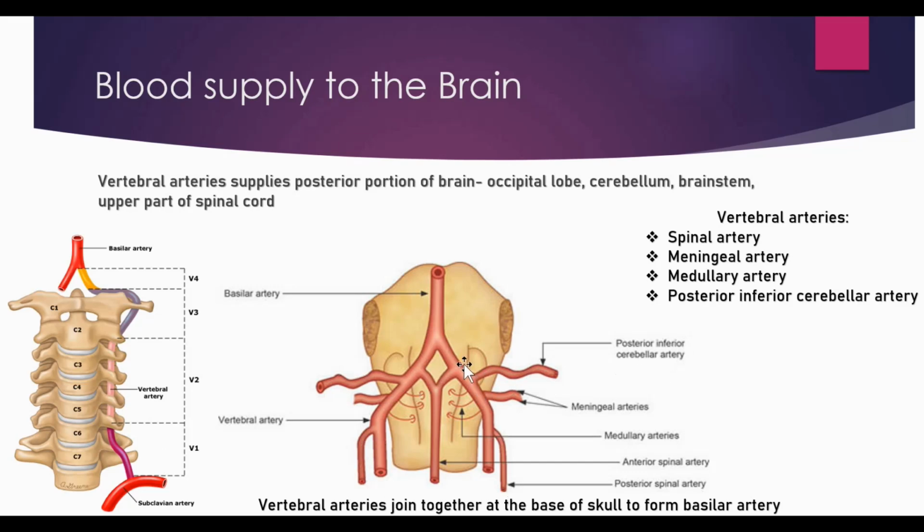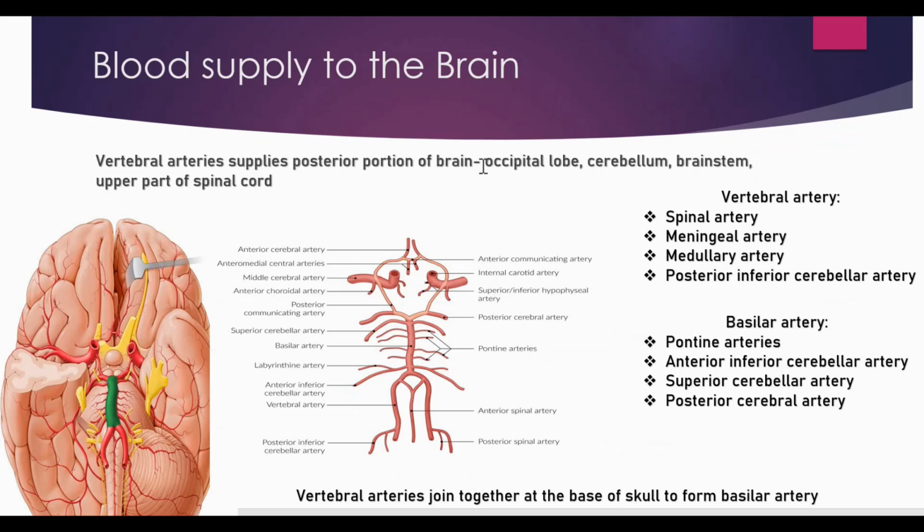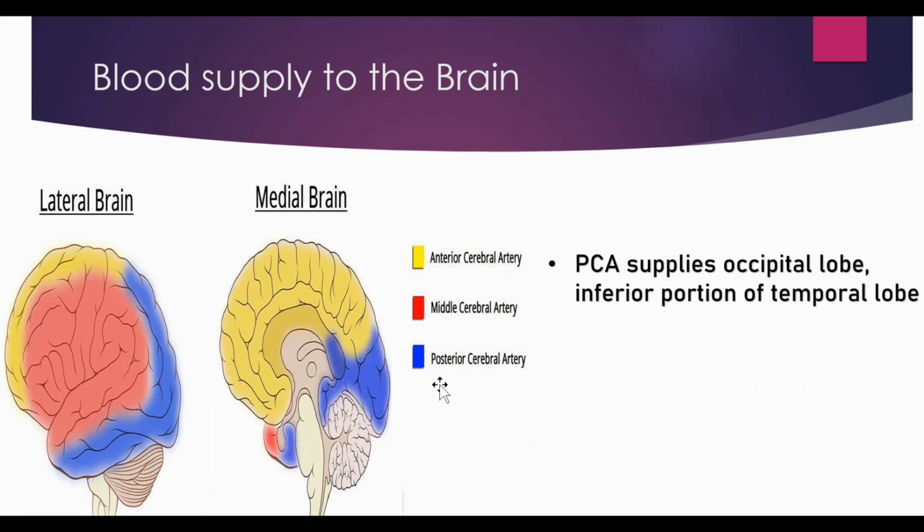These two vertebral arteries join together at the base of the skull to form the basilar artery. So the vertebral arteries on both sides join together to form the basilar artery. The vertebral arteries supply the posterior portion of the brain. Now, the basilar artery also has multiple branches. Pontine arteries, the anterior inferior cerebellar artery, which supplies the anterior inferior portion of the cerebellum. The superior cerebellar artery, again the superior portion of the cerebellum, and one of the main branches. This supplies the posterior portion of the brain. This arises from the vertebro-basilar artery.